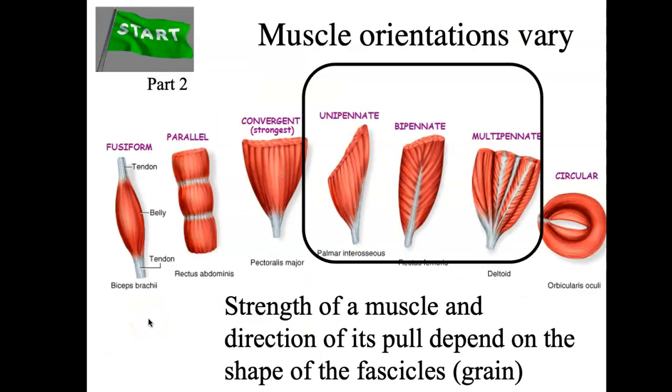We're studying part 2 of muscles, and this is where we had stopped. Now that we know all about fascia, we want to know about muscle orientations. They're going to look really different depending on the function that that muscle has to perform. So look at some of these pictures here. First, let's start with the one in the square.